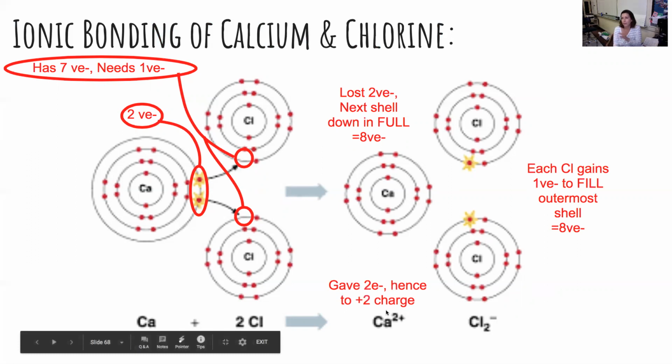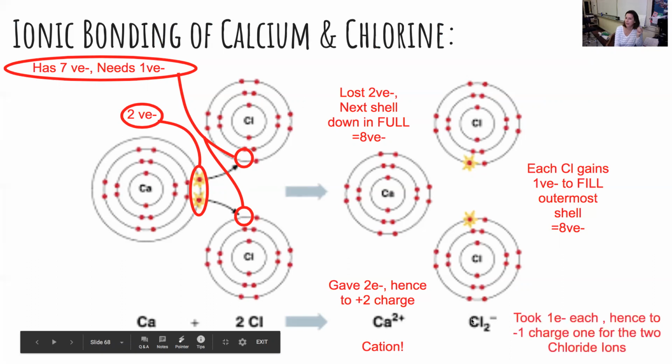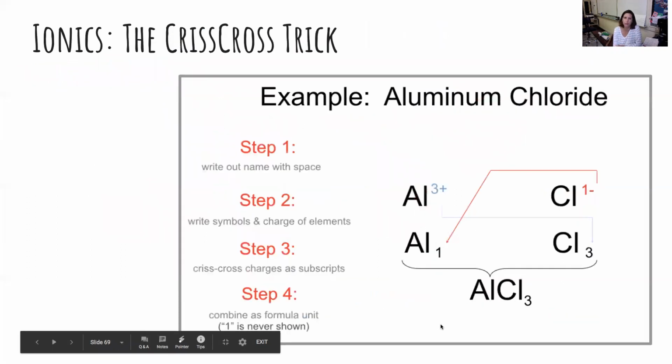Since calcium lost 2 of its electrons, again, it got a +2 charge, so he's called a cation. Chlorine gained an electron, so therefore he's got a -1 charge, so he's called an anion. Okay, so just repeat of the same vocabulary over and over again so that you start to use it yourself.